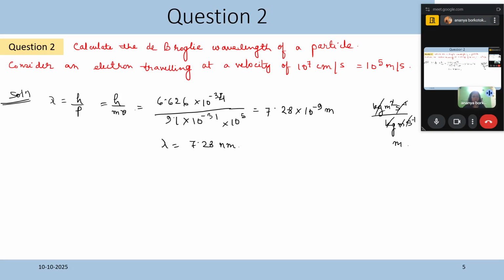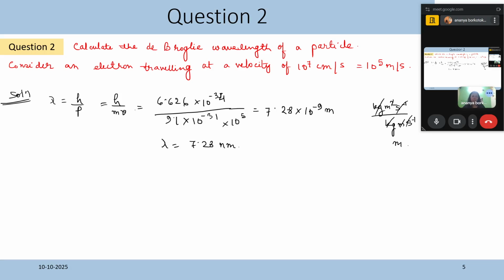So with respect to the size of the electron, this lambda is comparable, right? That is why the wave nature of particles, especially for quantum particles which are very small, is important. It's like every particle has this wave nature.